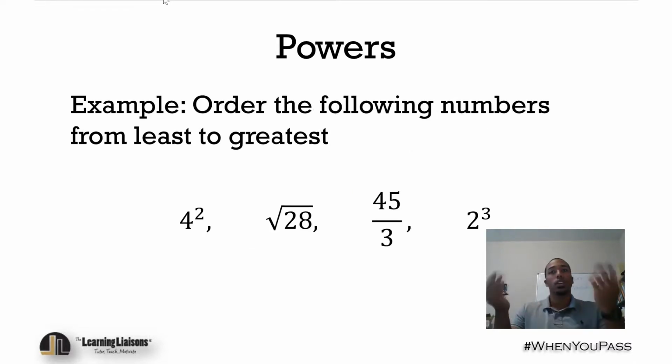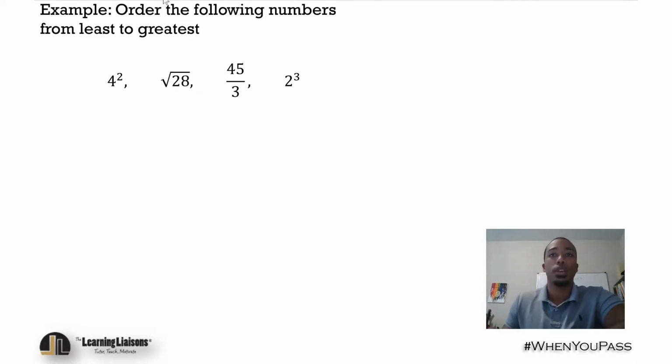So we're going to look at these examples right here. Order the following numbers from least to greatest. We have 4 squared, the square root of 28, 45 over 3, and 2 cubed. Let's get to it. 4 squared.